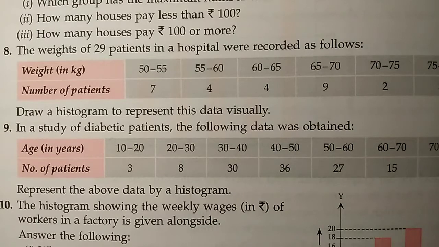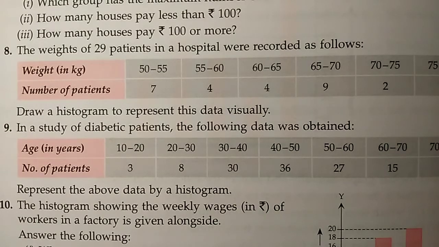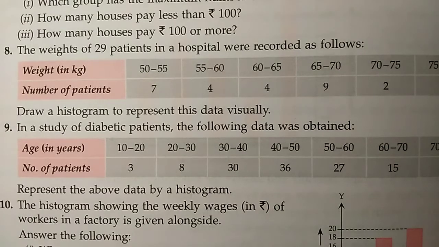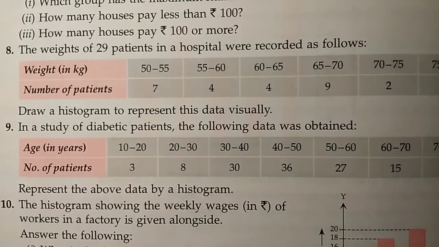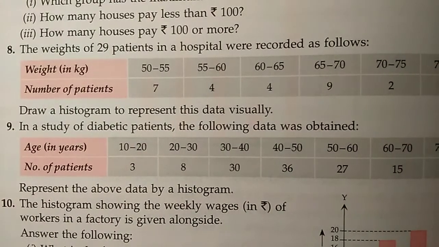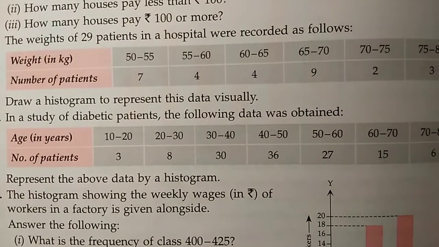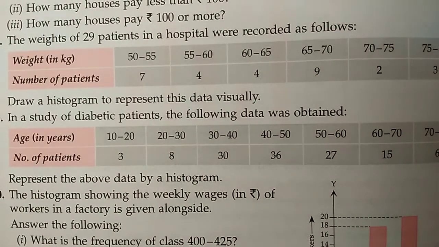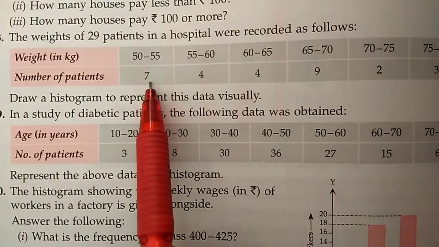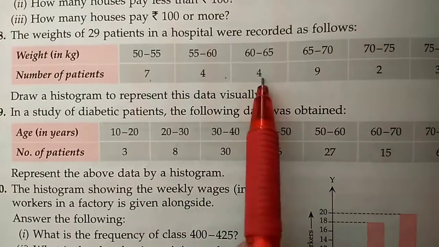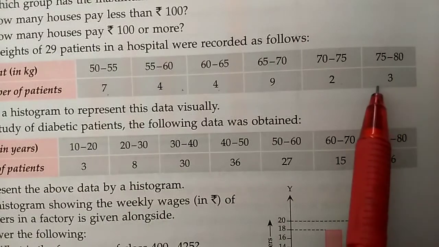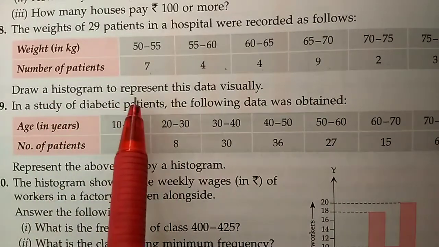Next question number 8. The weights of 29 patients in a hospital were recorded as follows. They have divided into groups according to weight: 50 to 55, 55 to 60, 60 to 65, 65 to 70, 70 to 75, then 75 to 80. And how many patients are in each category they have mentioned: 7, 4, 4, 9, 2 and 3. For this we have to draw a histogram.